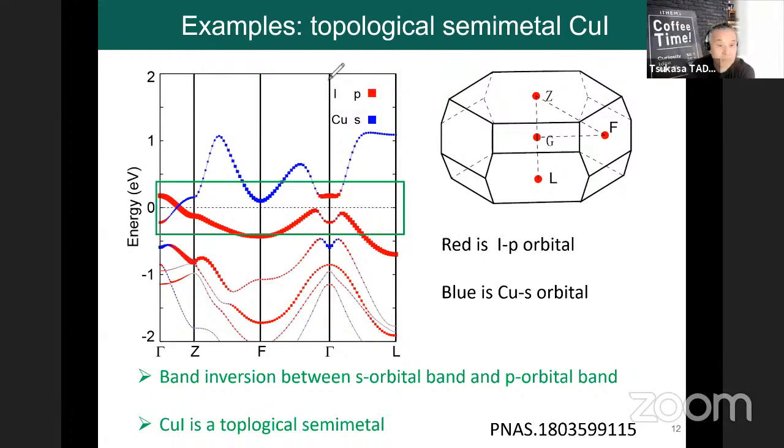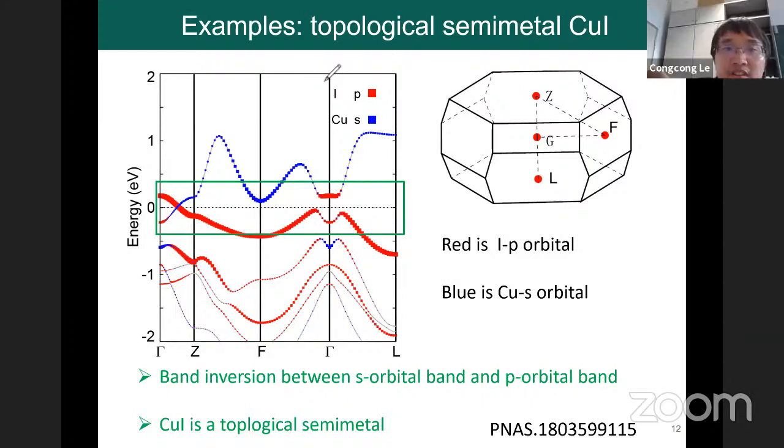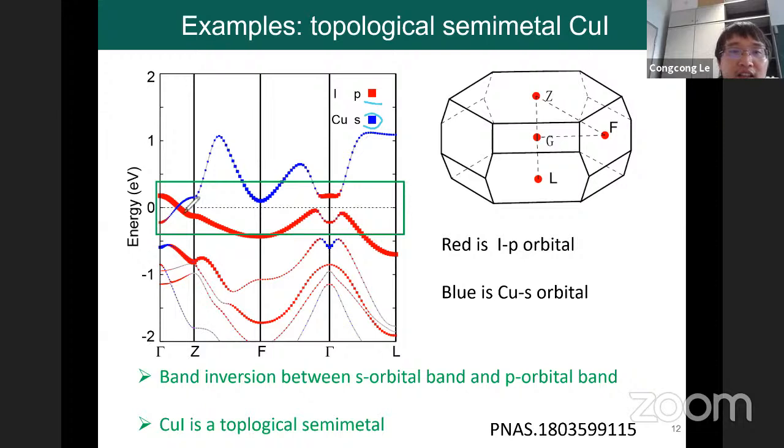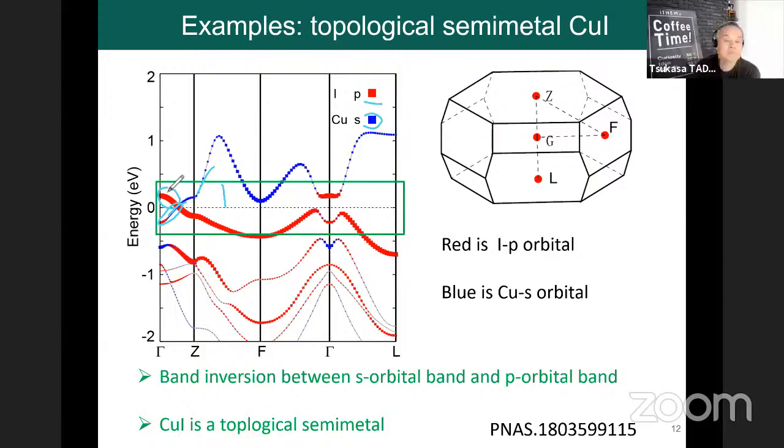Yeah. In this band structure, the red is a p orbital band, and the blue is s orbitals. We can say the s orbital band is mostly above the Fermi level, and only a little is below it, and the p orbital band is almost all occupied below the Fermi level, and only a little is above the Fermi level.